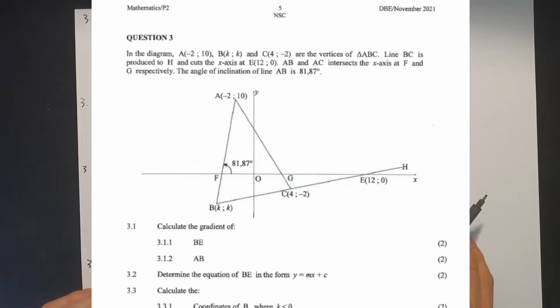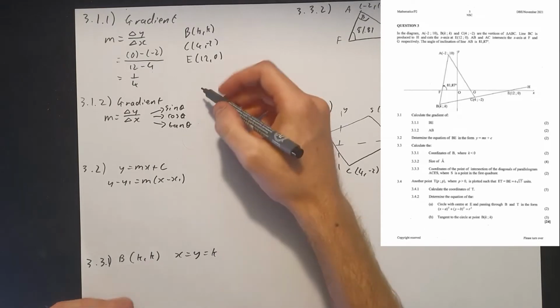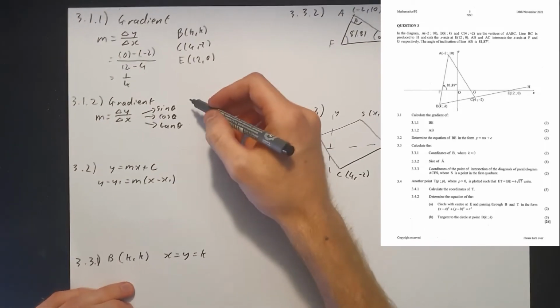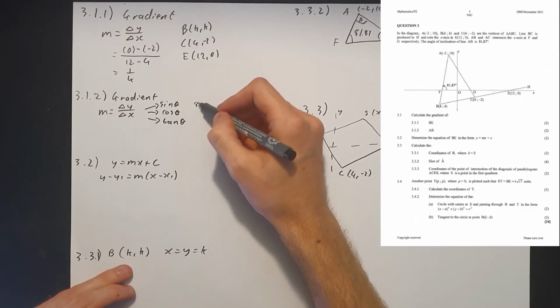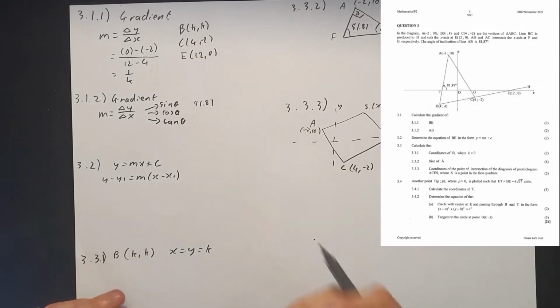Now 3.1.2 says calculate the gradient of AB. So AB, again, we don't have the coordinate of B and we don't have the coordinate of F, but the clue is there. They've given us that angle. They've told us that that angle is 81.87, which means we need to use something of trig.